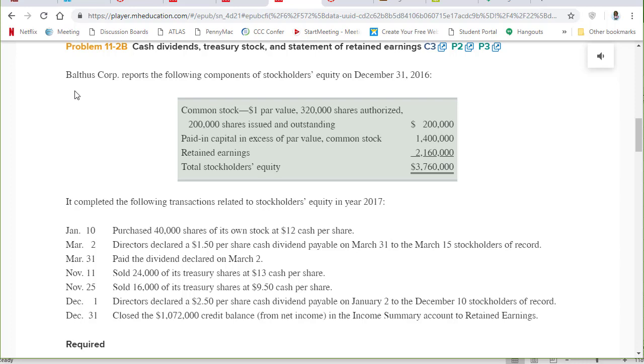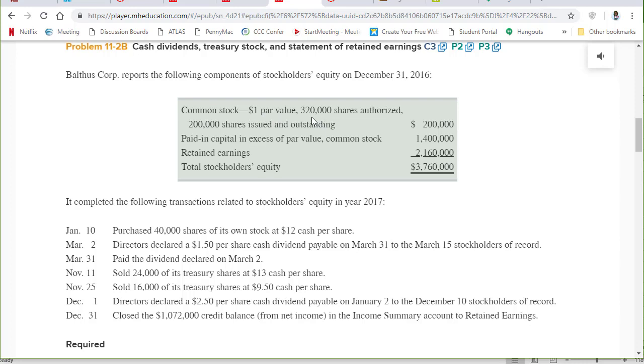Alrighty, we're on problem 11-2B, and we have Balthus Corporation reporting the following components of the stockholders' equity as of December 31st, 2016. These are all the balances. You'll notice we have our paid-in capital, which includes the common stock amount, which is the legal capital, the amount of the stocks that have been issued at par, and you'll see the par value over here.